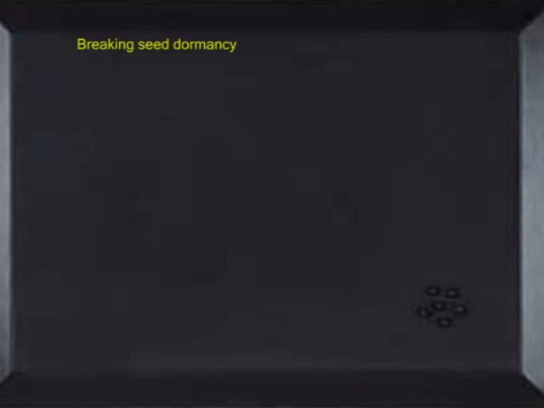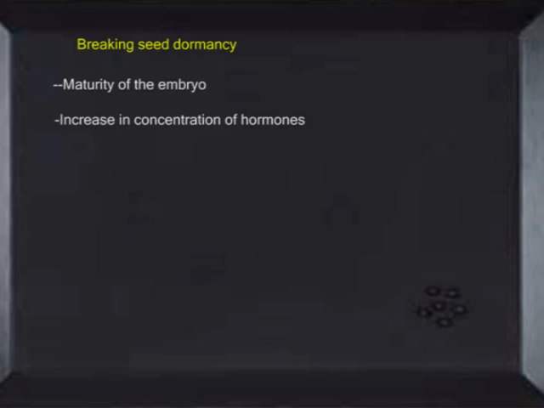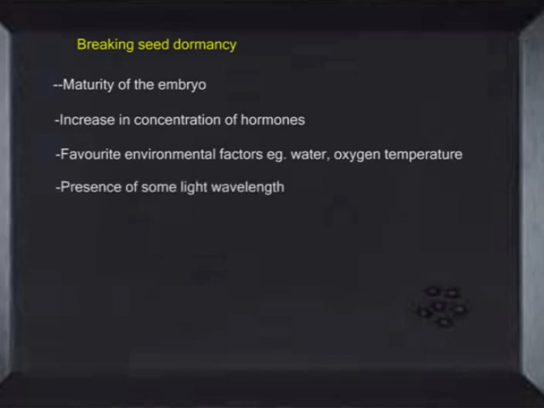Dormancy in seeds can be broken in several ways. For example, when the seed embryos are mature, they can break dormancy and germinate. Increase in concentration of hormones like cytokinins and gibberellins will stimulate germination. Favorable environmental factors such as water, oxygen, and suitable temperature also help. Some wavelengths of light trigger the production of hormones like gibberellins, leading to breaking of dormancy.